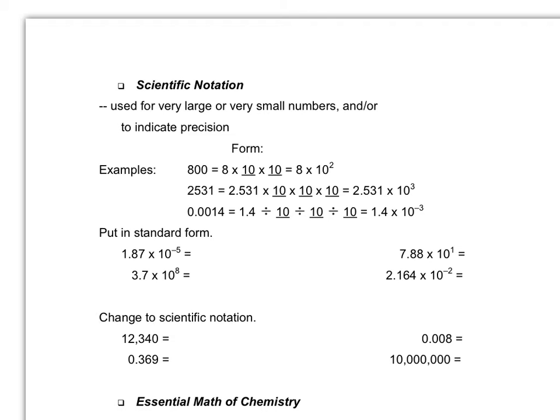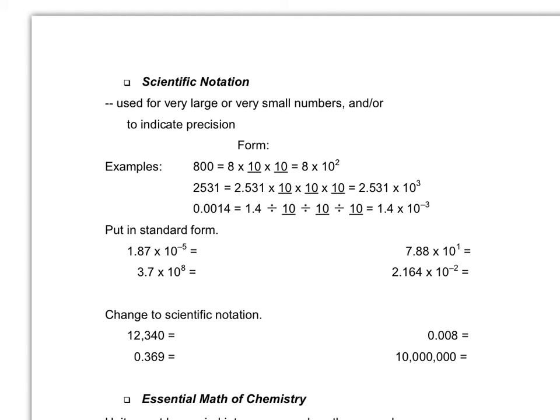So scientific notation is a number between 1 and 10 times 10 to some exponent. So, for example, 800, I could break that down, okay? And what this is showing you is that 800 is 8 times 10 times 10. So that's 8 times 10 to the second, okay? That's what scientific notation means. So 0.0014 means 1.4 divided by 10 divided by 10 divided by 10. That's where we get the negative exponent at the end of it.